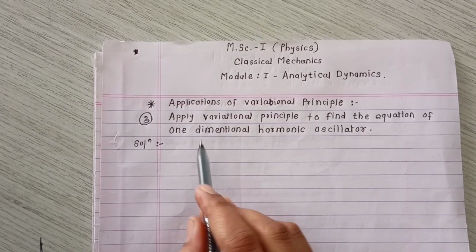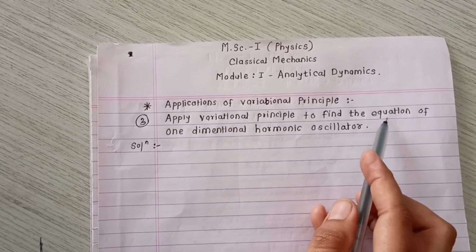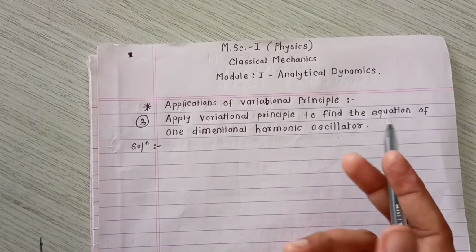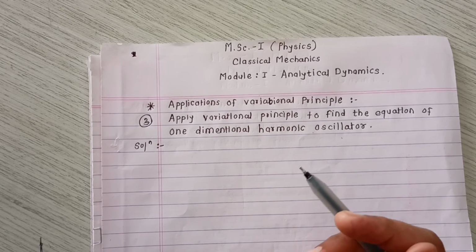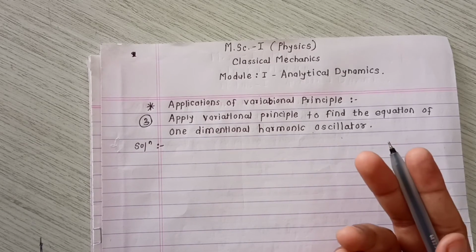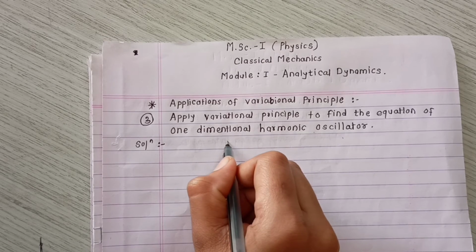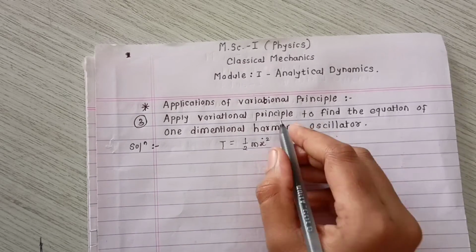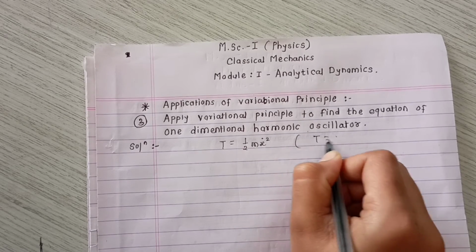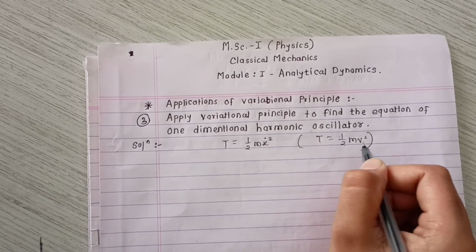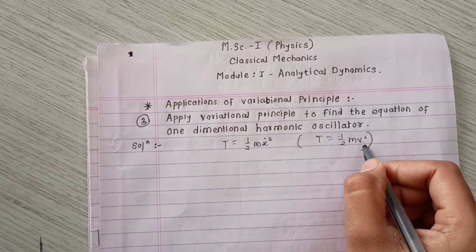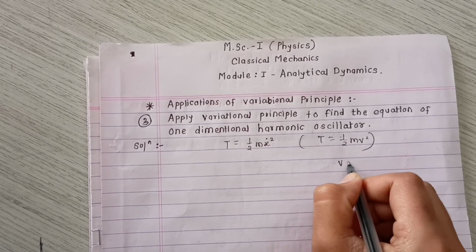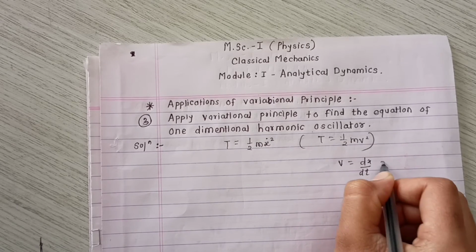So the third application is to apply the variational principle to find the equation of motion of a one-dimensional harmonic oscillator. For the harmonic oscillator we know that the kinetic energy T is equal to half m x dot square, or simply we can write T is equal to half m v square. But we know that the derivative of displacement with respect to time is nothing but the velocity. So we can write v is equal to dx by dt, which is equal to x dot.